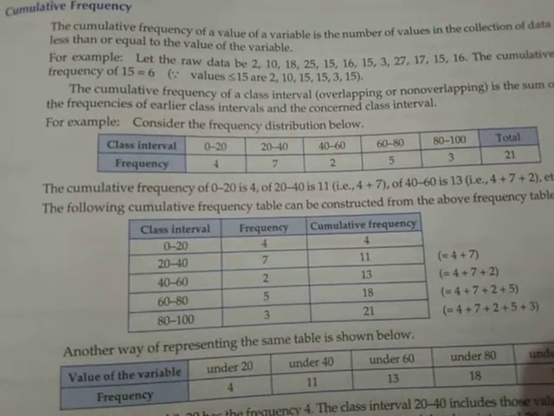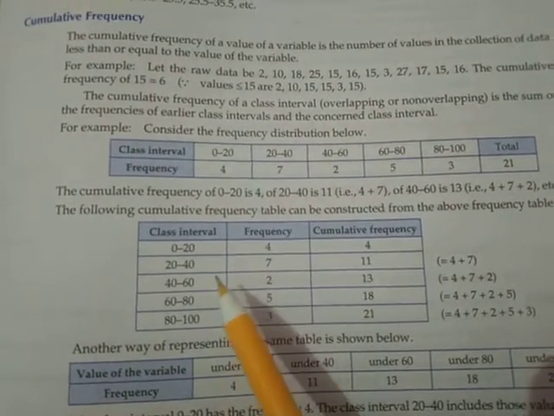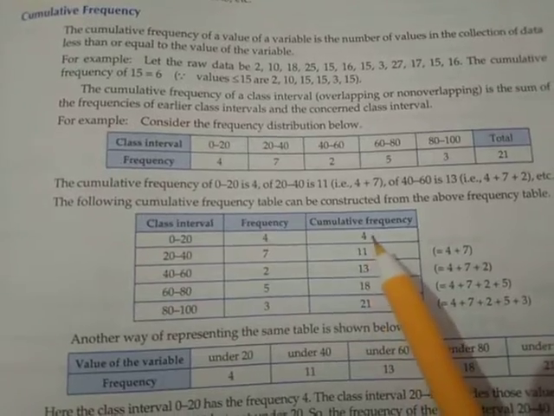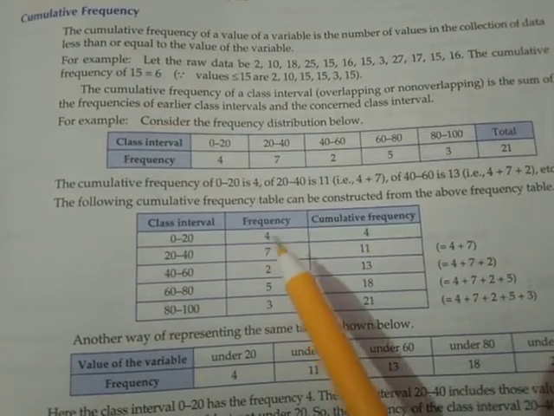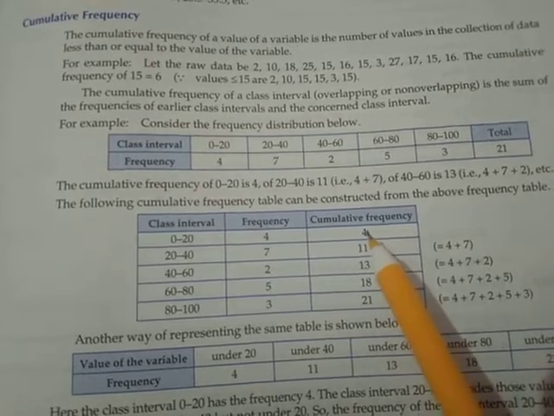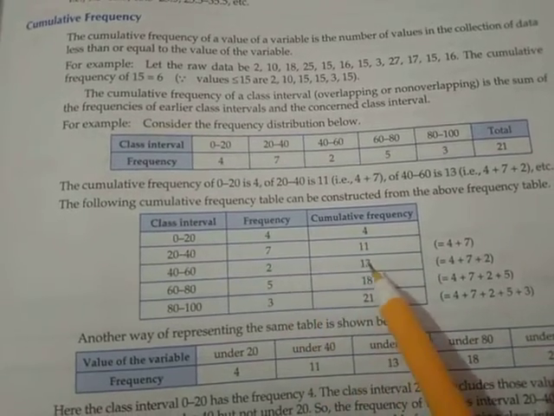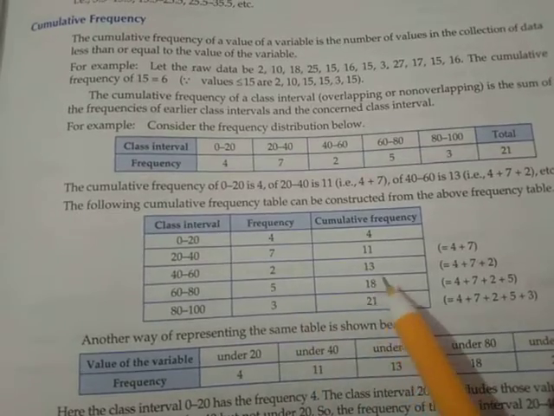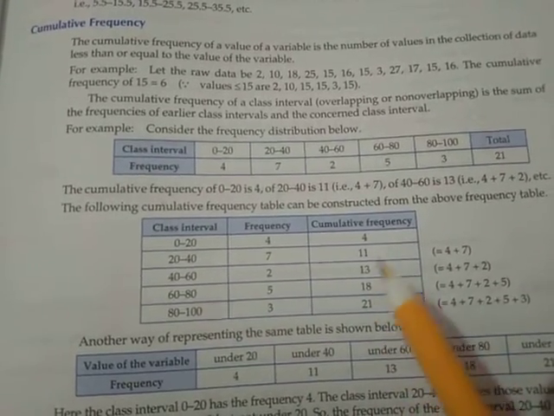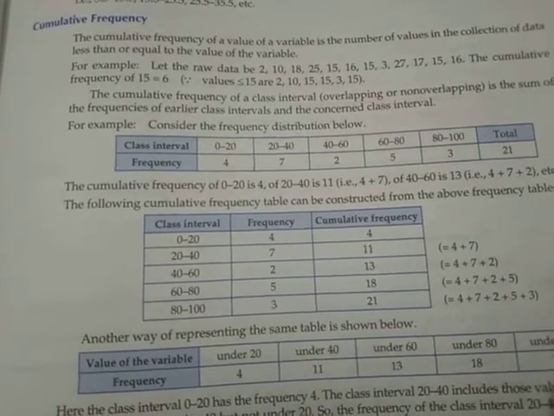Next is how to find cumulative frequency. If the data is given like this, in which the class intervals and the frequencies are given, and we have to find the cumulative frequency, first you write down the first frequency as it is, 4. Then add this 4 with the next frequency: 4 plus 7 is 11, 11 plus 2 is 13, 13 plus 5 is 18, and 18 plus 3 is 21. So this column is the cumulative frequency of the given data.